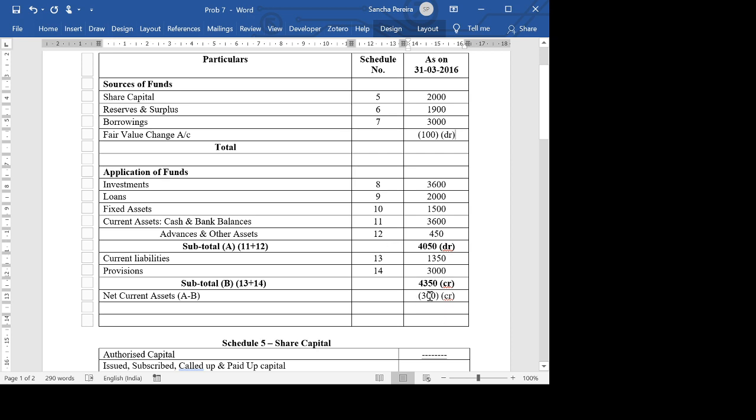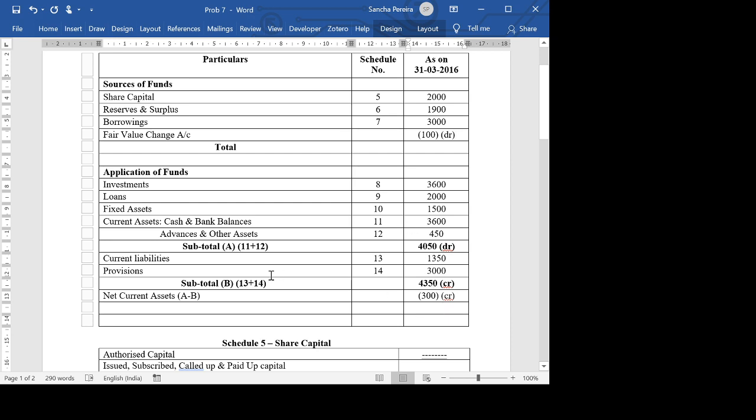So why am I putting this in brackets? If I don't put it in brackets, what will I do? I will take 36 plus 2,500 plus 2,000 plus 1,500 plus 300. But I can't add 300. I need to minus 300 because 300 is a credit balance.